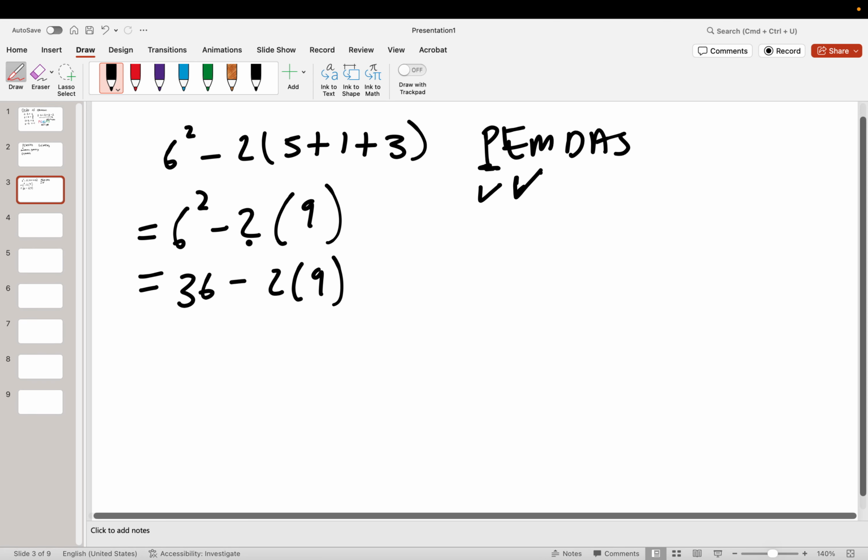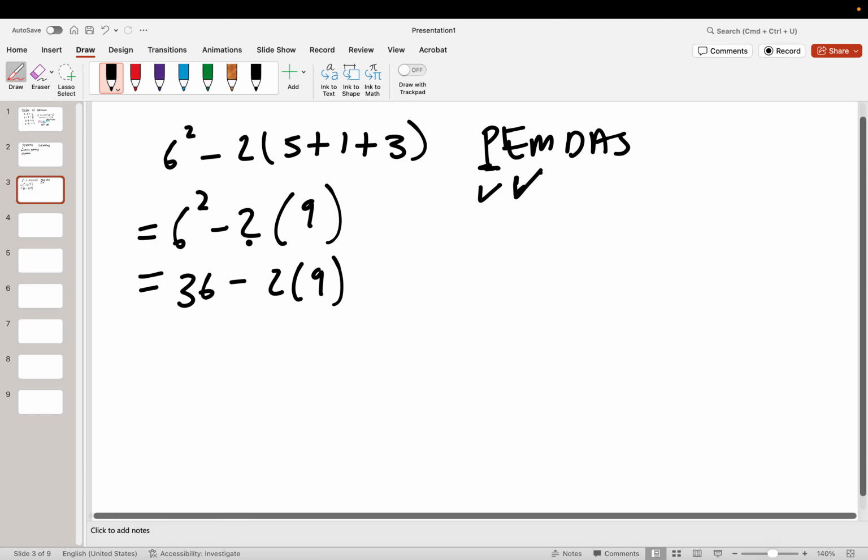The next question is multiplication and division, and you just do them left to right. So obviously I'm going to keep this as 36 minus 2 times 9, 18, and then I only have one thing left to do. So we're just going to do that.